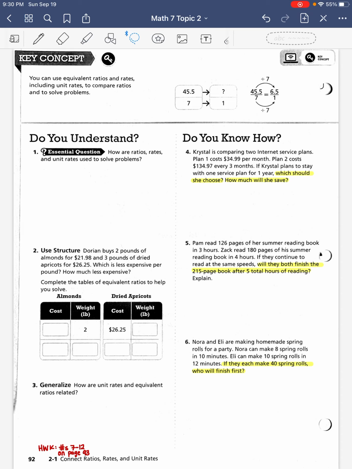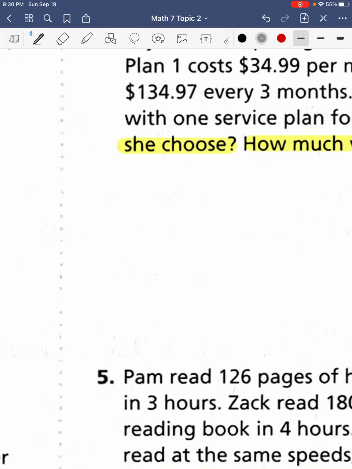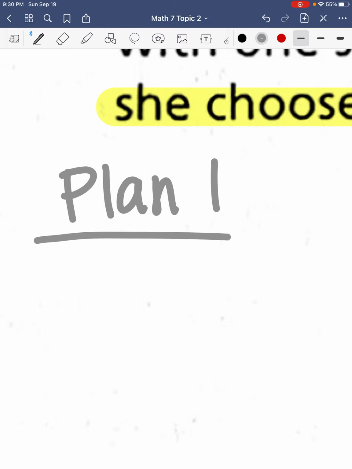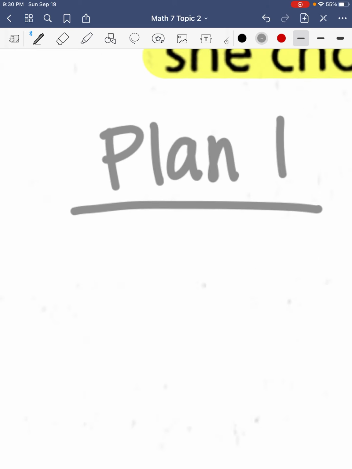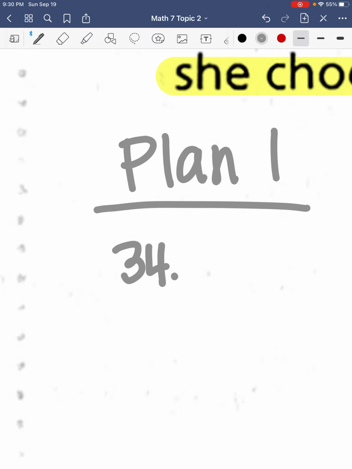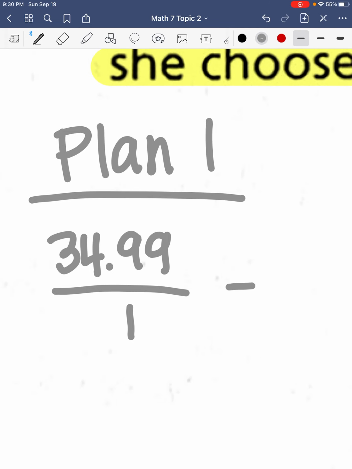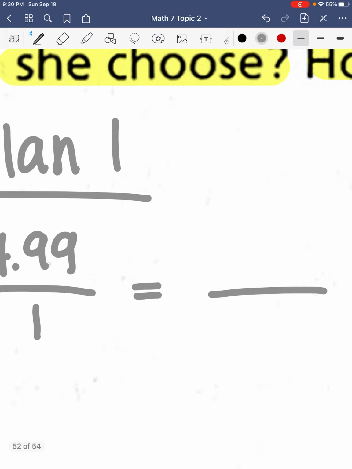Okay, so let's start with plan 1. So I'm going to label it clearly, plan 1. And when I go back and read, it says that it costs $34.99 per month. So I'm going to write that as a fraction. $34.99 for 1 month, right? That's already a unit rate. But I want to figure out how much she would pay with that plan if she was going to have that plan for 12 months.